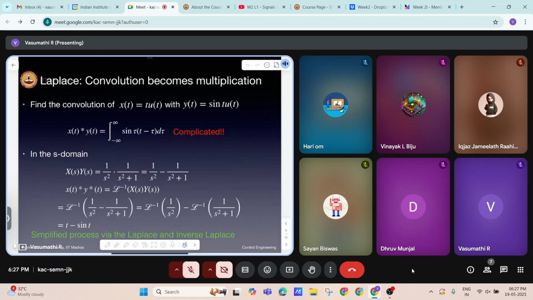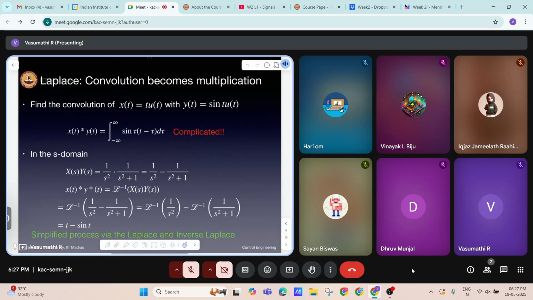See, it is complicated. Doing all this, sin tau into t minus tau, calculating all those things and doing the integration will be tougher. So I will just straight away find the Laplace transform of sin t and u of t and multiply them. That's it. And here you have to do some partial fractions to find the original answer.